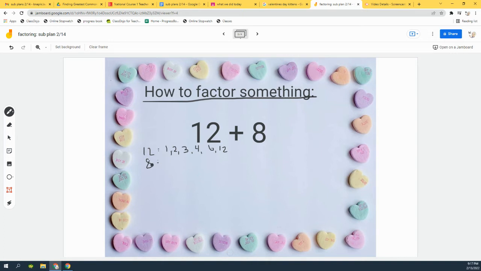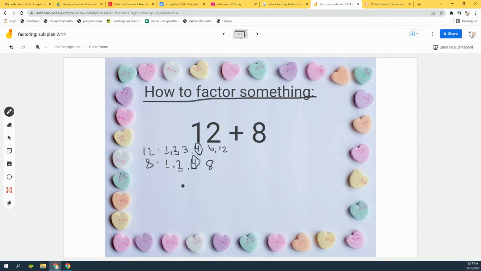Okay? And then for 8, we know 1 and 8. We know 2 and 4. And those are all the factors of these two numbers. So we're going to go through now and underline what they have in common. They each have a 1 in common. They each have a 2 in common. They each have a 4 in common. So we're going to go ahead and use 4, our greatest common factor of 4.